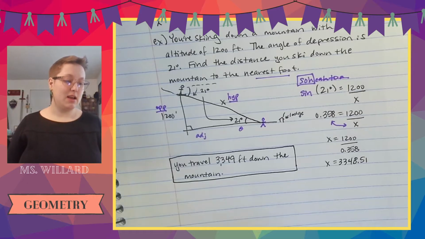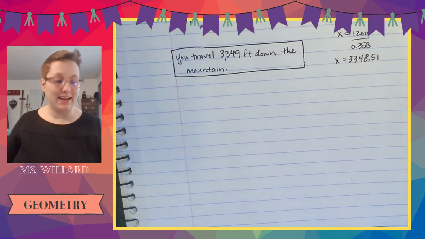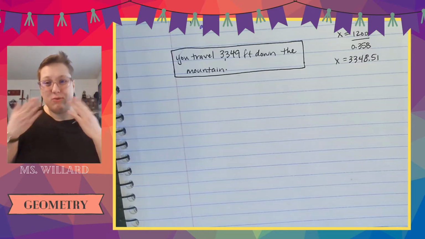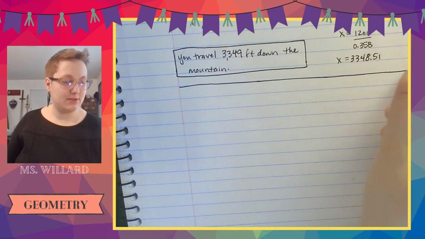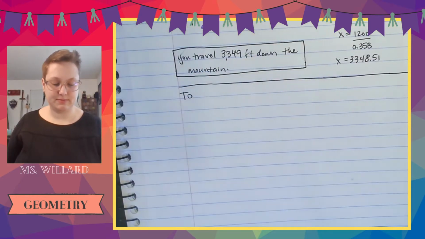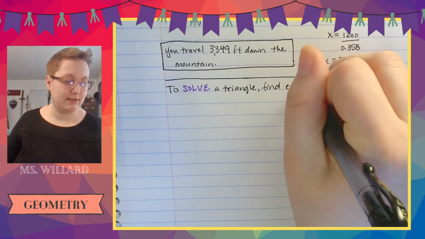That's it. Okay, and then before I go, one more thing. I don't like this nomenclature. I don't like the way that they said this. But they use this word "solve." And so in order to solve a triangle, we need to find every angle and every side.